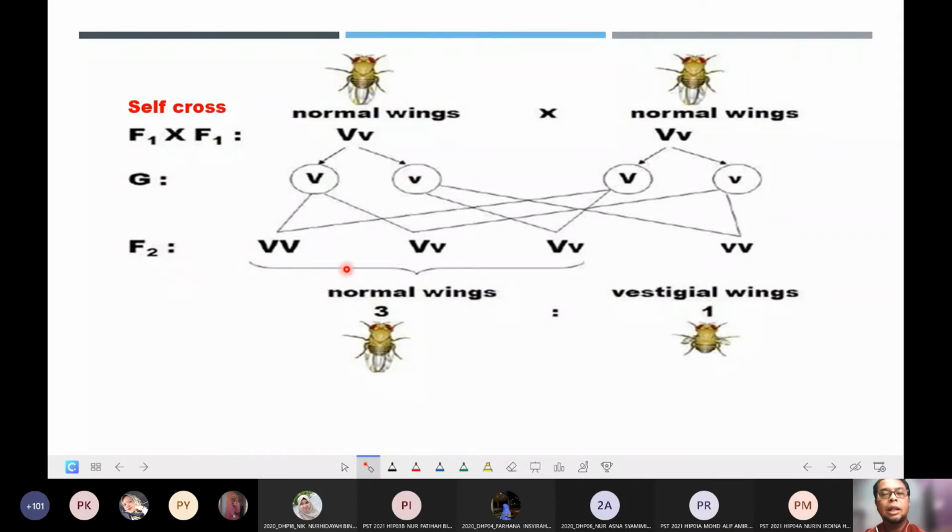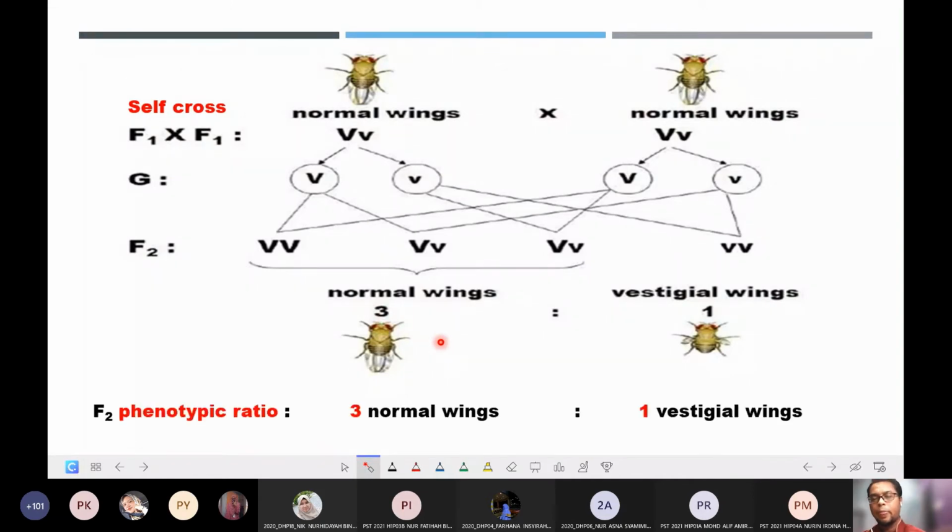And we can see that 3 out of 4 will be showing the normal wings type of phenotype. Meanwhile, only 1 out of 4 will be showing this type of recessive phenotype, vestigial wings. So if we do this in the form of a ratio, the ratio will be 3:1. Nisbah 3:1. So the phenotypic ratio for the F2 generation will be 3:1.